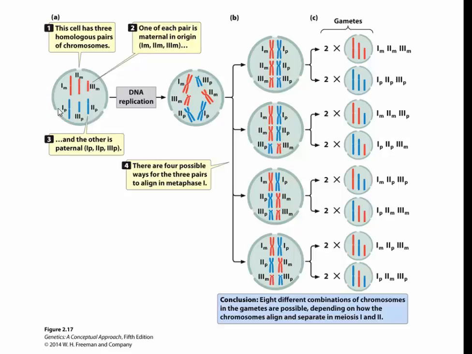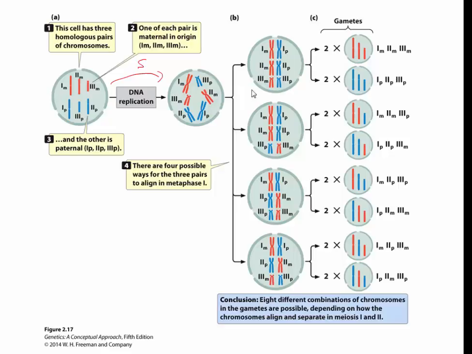Chromosome 1, chromosome 2, chromosome 3. The M stands for maternal. The P stands for paternal, meaning these came from dad and these came from mom. Undergo S phase, DNA replication. Now we have 2 chromatids per chromosome.